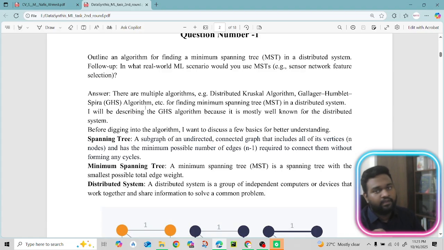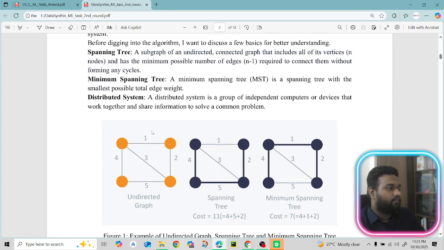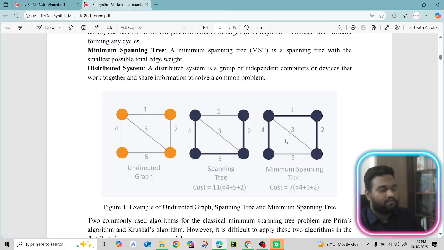Before digging into that algorithm, I'm going to talk about some basics for better understanding. Let's see this example in this image. So this is an undirected graph. The question may arise, what is a spanning tree? A spanning tree is basically a tree inside an undirected graph where we have connected all the nodes using the edges, and these edges will have some weights. So this is a spanning tree.